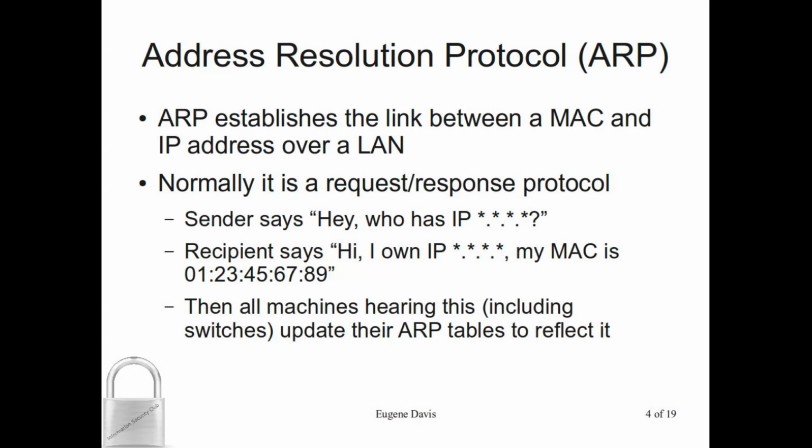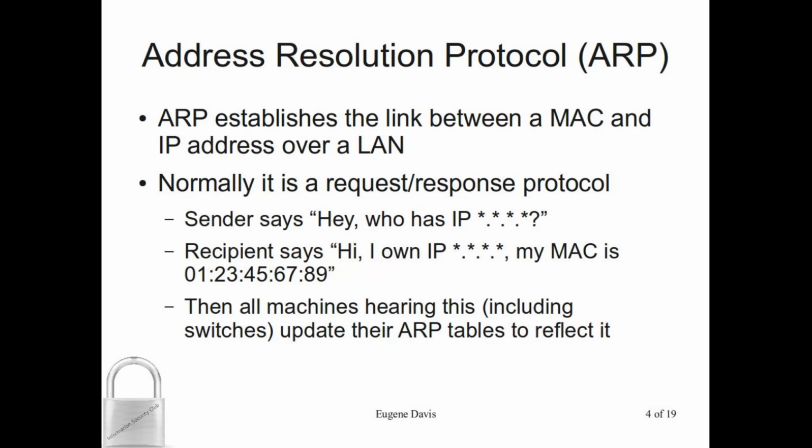So the sender of a packet of data, somebody looking to send something out over the IP protocol, says, hey, who has this IP? The intended recipient is supposed to respond back, hi, I own that IP that was being looked for, and my MAC address is 0123456789. All of the machines that hear this, so this includes any switches, update their ARP tables to reflect it.